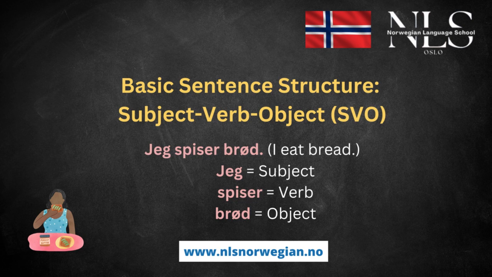Basic sentence structure: subject, verb, object, SVO. Like English, Norwegian primarily follows an SVO structure. For example, jeg spiser brød. I eat bread. Jeg, subject. Spiser, verb. Brød, object.